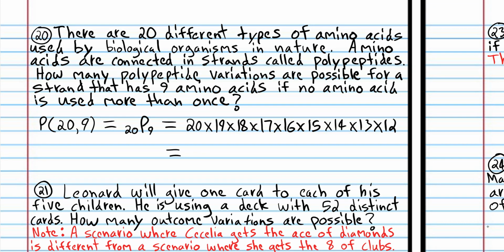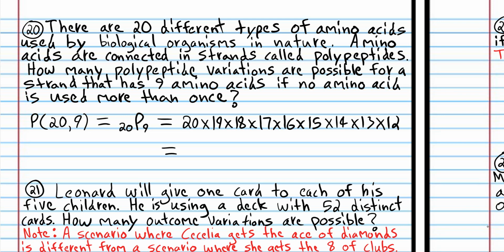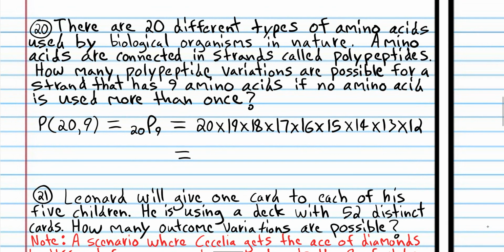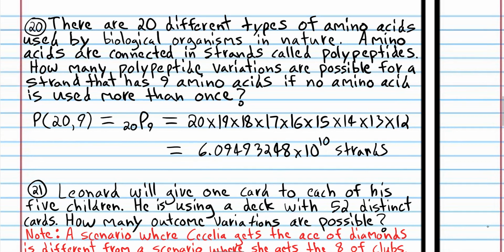So the TI-84 is most likely going to give you the number in scientific notation because it's set to give you very, very large numbers in scientific notation. So if you want to use the scientific notation, you can write 6.09493248 times 10 to the 10th power strands. So that's how many different strands are possible.